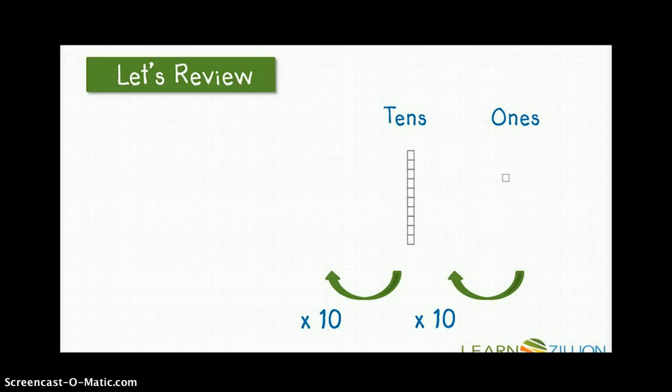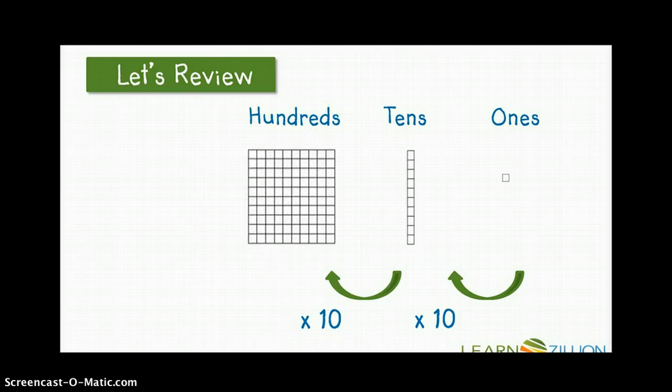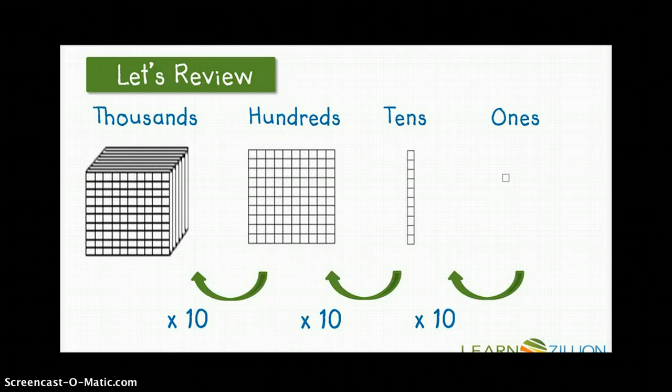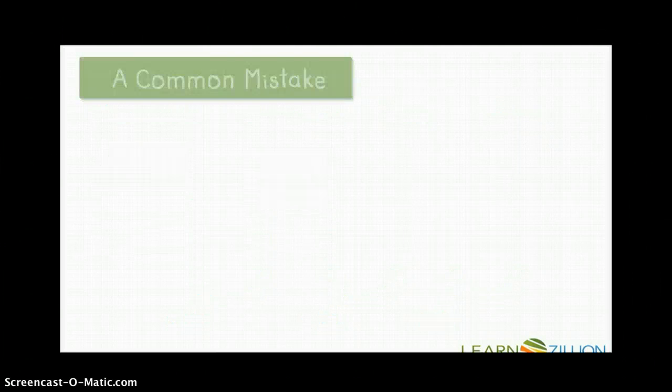Let's review. When we use base 10 blocks to represent place value, we know that 10 ones create a group of 10. The tens are 10 times larger than the ones. If we increase 10 times, we create a group of 100. 10 groups of 10 equals 100. And again, if we increase 100 10 times, we create 1,000. 1,000 is made with 10 groups of 100. 1,000 is 10 times larger than 100.